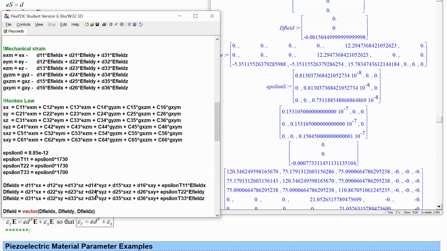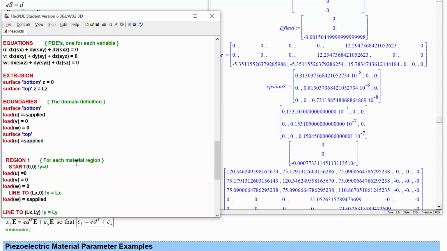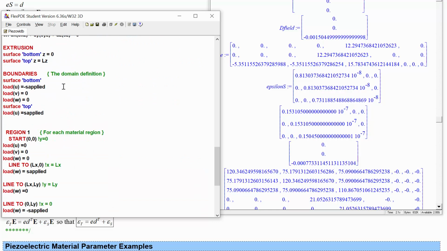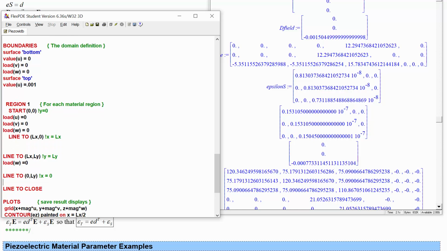Another thing we could have done is perhaps applied a strain directly, right? How could we apply a strain directly? Well, we could have said on the bottom surface, value of U is 0. And then on the top surface, value of U is 0.001. And then we'll just leave the loads as 0 on the other surfaces.